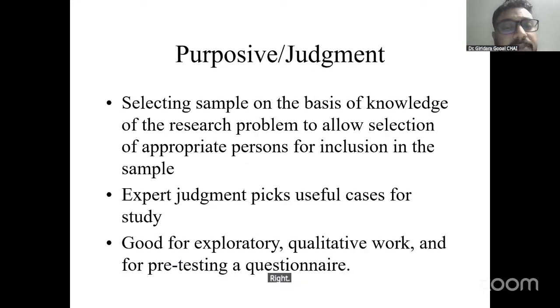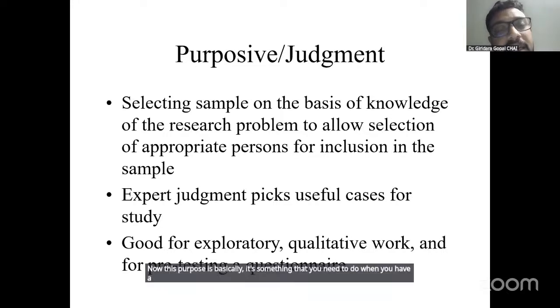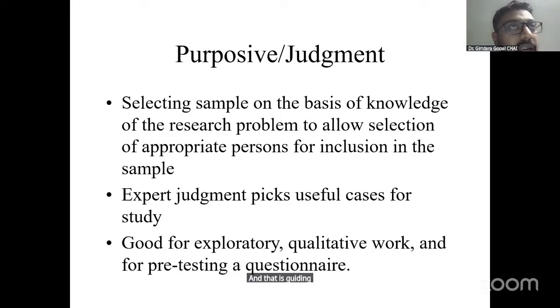Now, purposive sampling is something you do wherein you have a judgment already in place. So you know that for this kind of question, I need to ask my interviewees only these select people in the target community. You already know at the back of your mind, and that is guiding you to choose the final target sample. Usually it is done with experts.